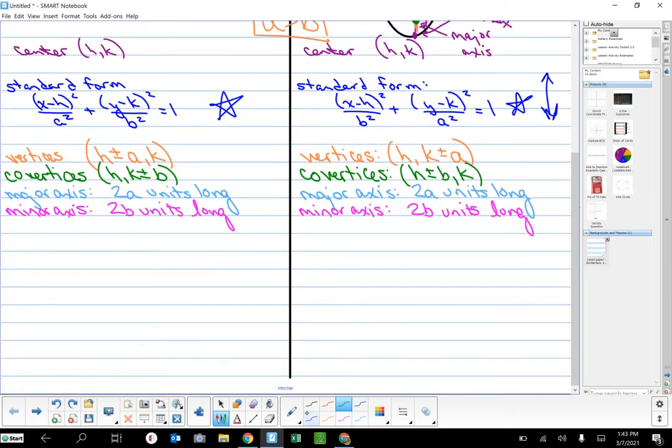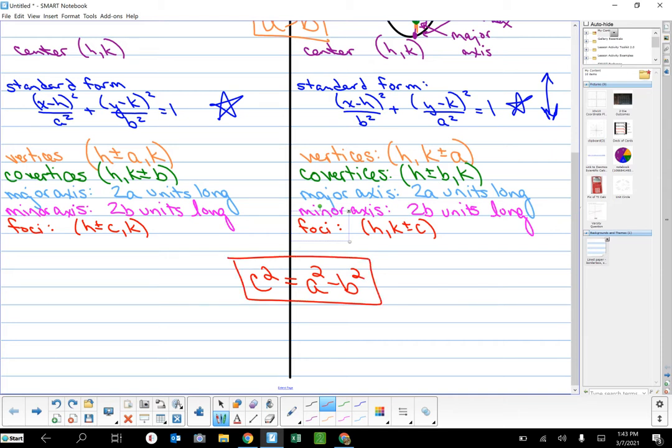Well, let's see, what color haven't I used here yet? Red. So the foci are h plus and minus c, comma k. And the foci here are h, comma k plus and minus c. And for both of these, there's a formula: c squared equals a squared minus b squared. So if you know a and you know b, you can find c. You'll rarely be told what it is, but you can find it. Okay? Now let's do some definitions.